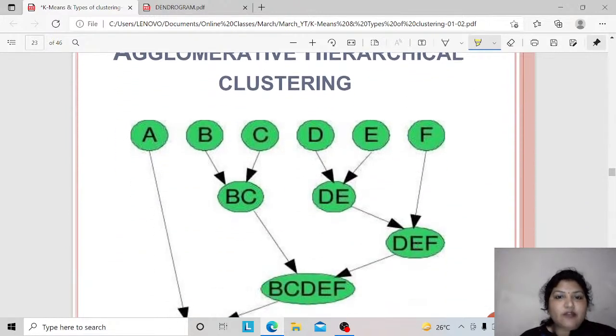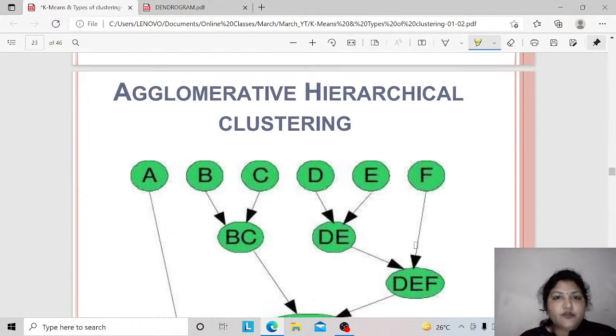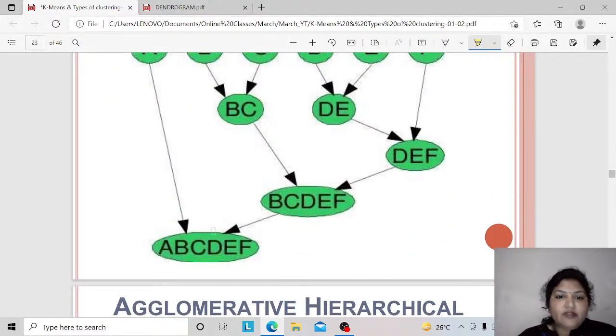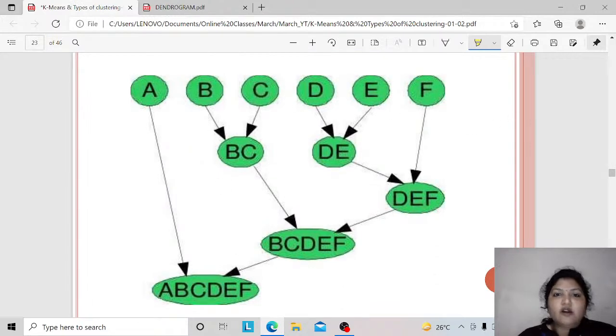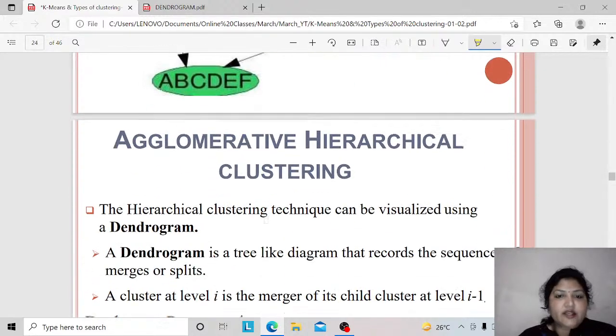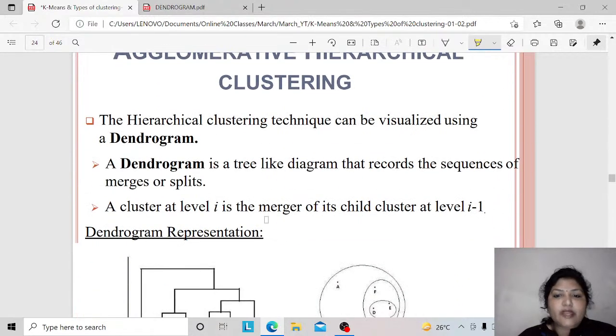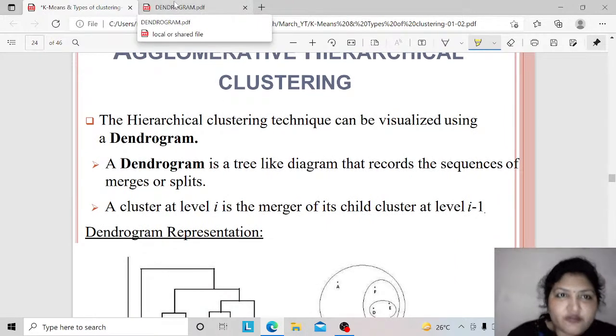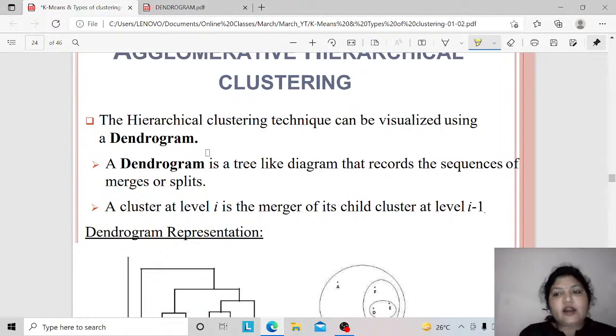Let us see one by one how it works. First of all, we will be talking about agglomerative hierarchical clustering. Here we have already seen that there are a number of data points and how these data points are segregated. How we make dendrograms is a very important point, and I will be giving more examples of dendrograms. First we will understand how we visualize it and how we prepare that dendrogram.